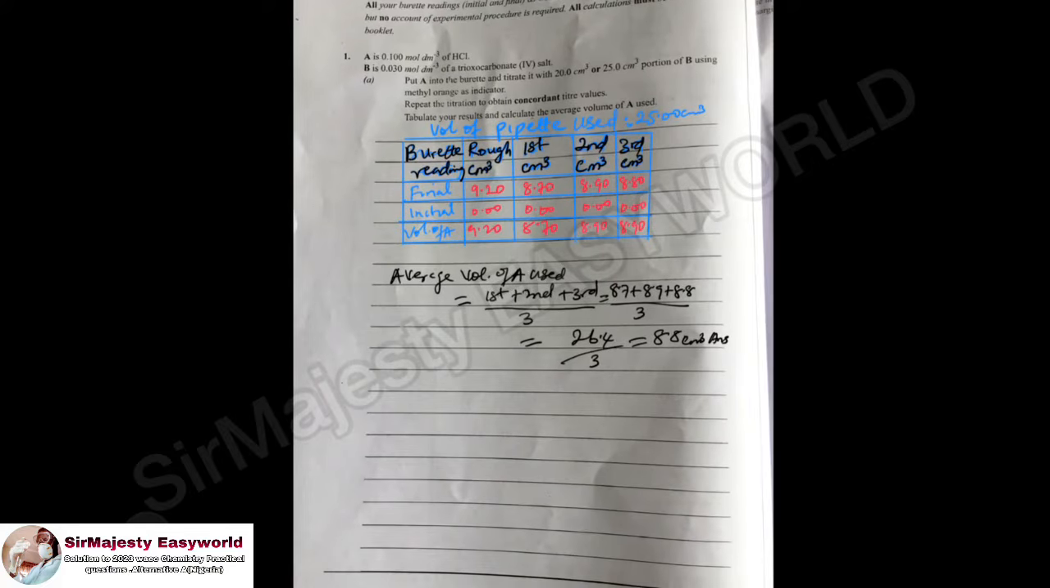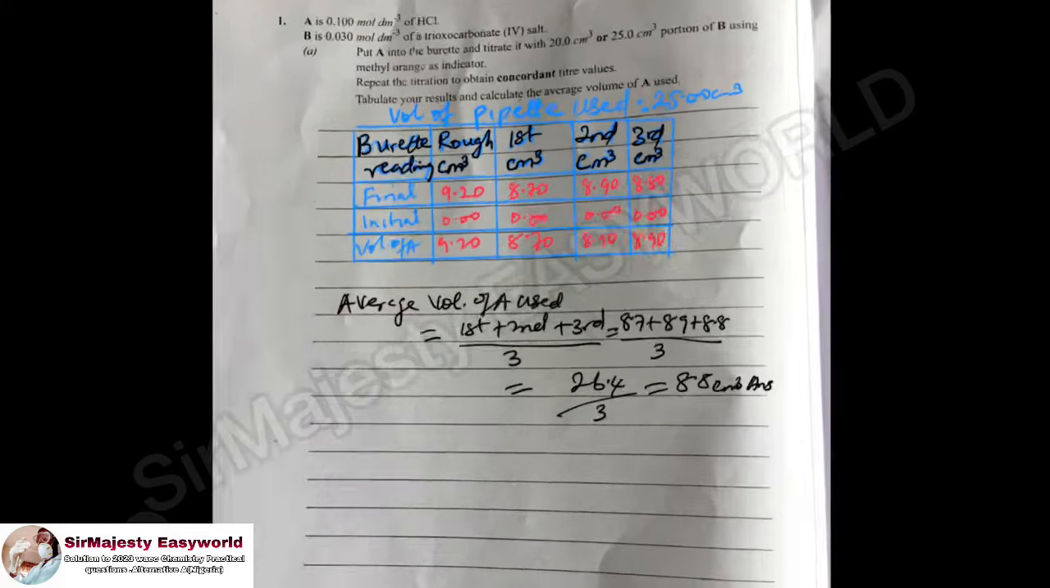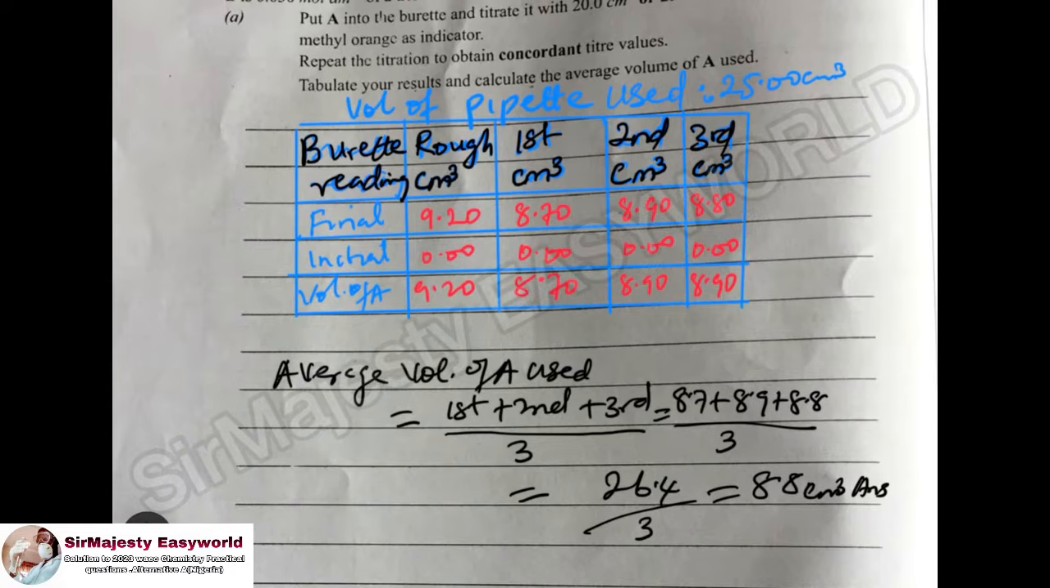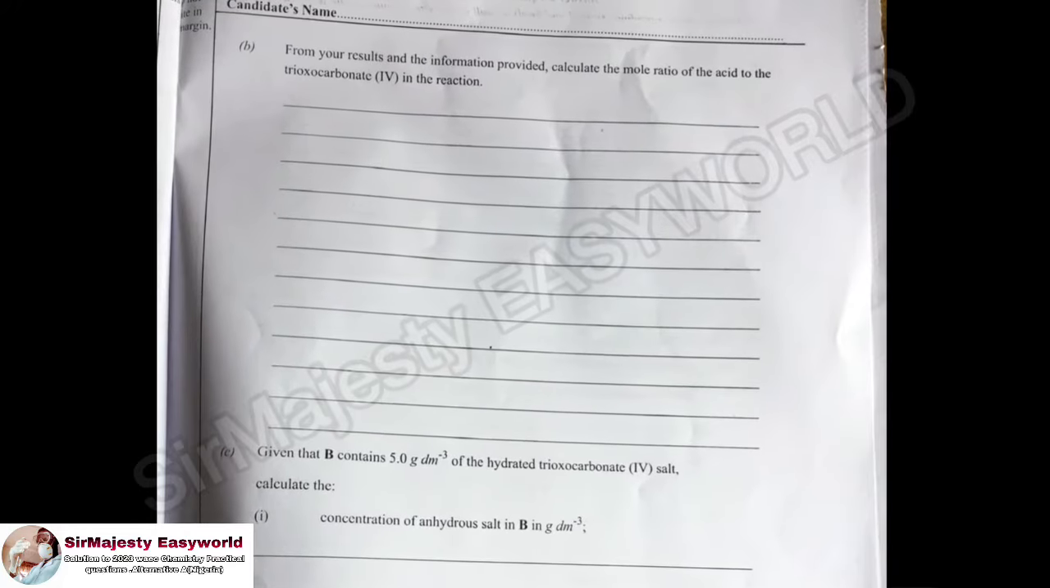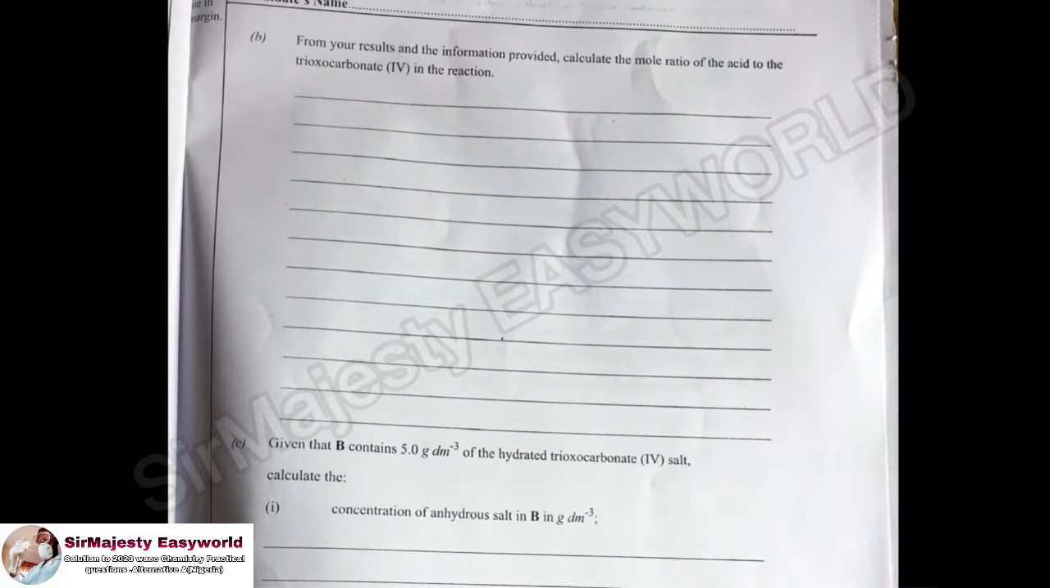Is it on this page? Not at all. It's on the next page. So we come here. This is the next page, which says, from your results and the information provided, calculate the mole ratio of acid to the trioxocarbonate IV in the reaction.